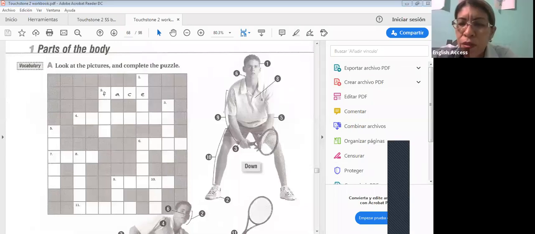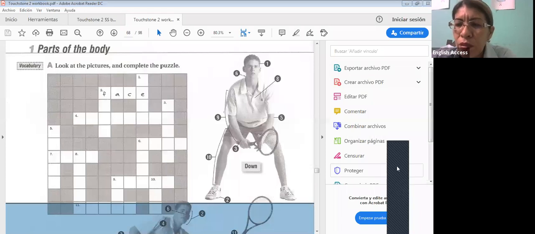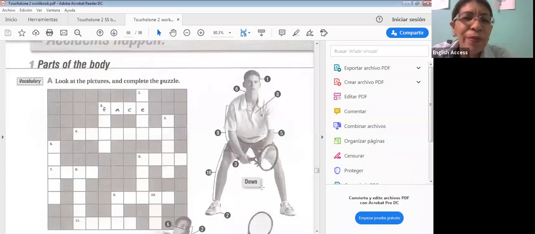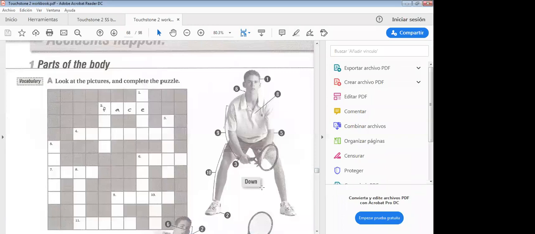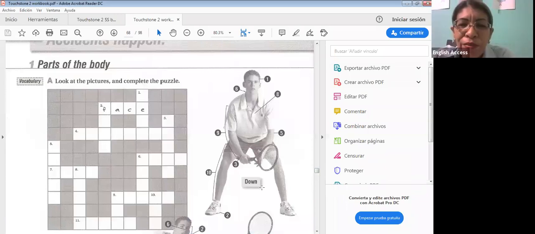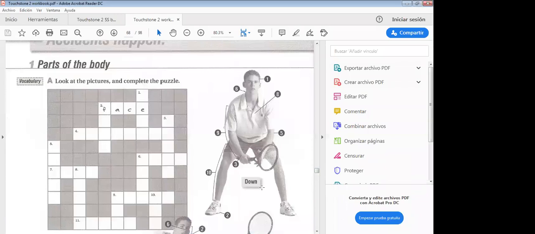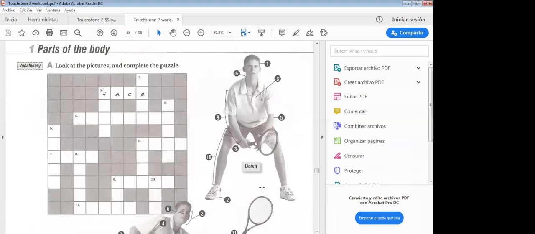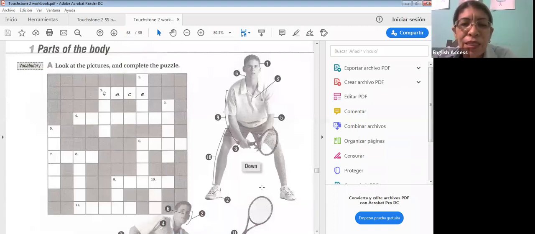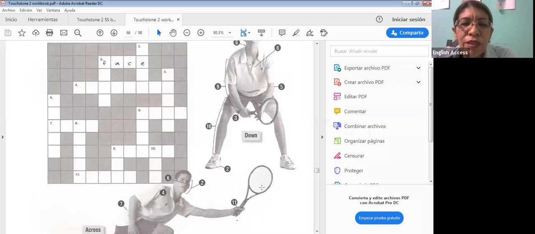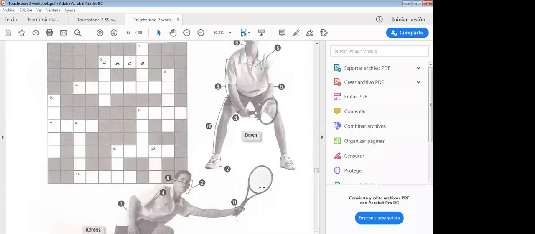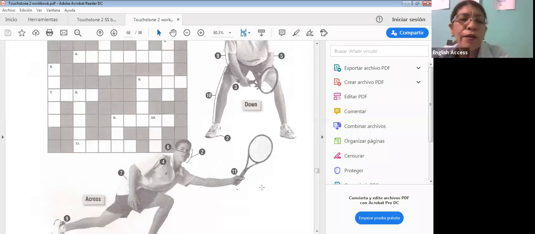Okay, number 8. Chest. Okay, number 9. Arm. 5. Elbow. Number 3. Wrist. Number 10. Leg. And 2. Foot. Okay. Now let's move to across.